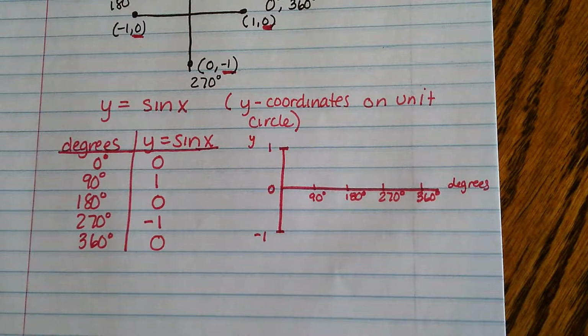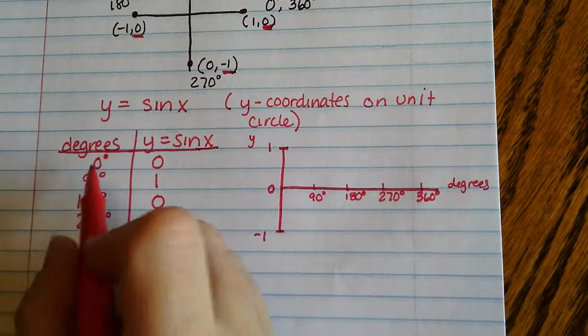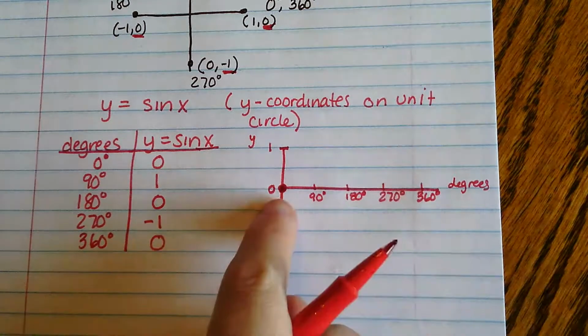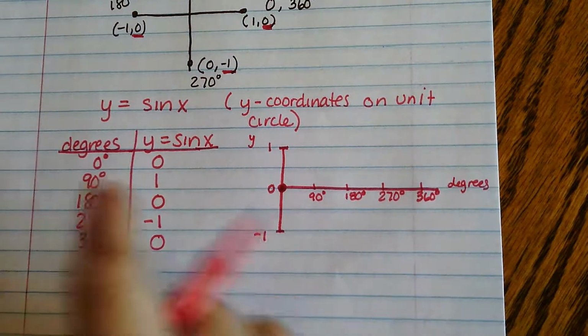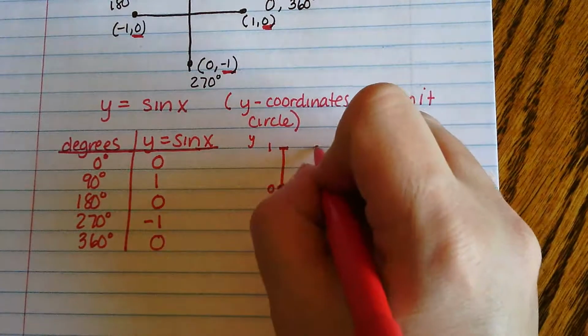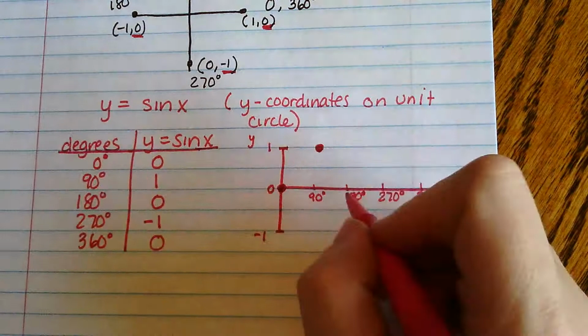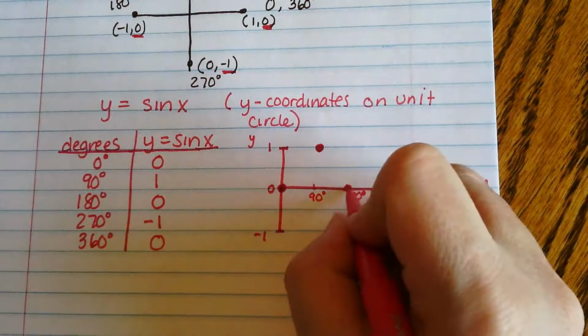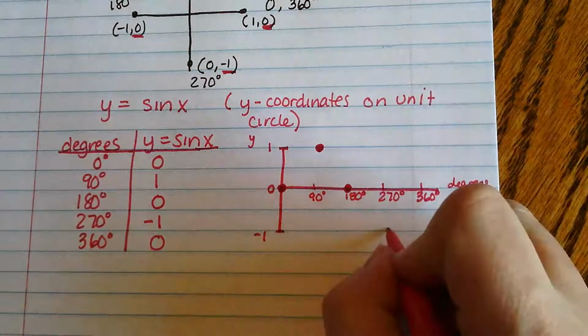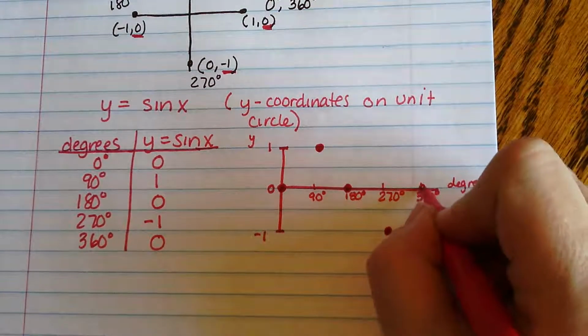And now what we're going to do is actually plot. So at 0 degrees, we're at 0. So this is where sine starts. Sine starts on 0. And then at 90 degrees, it bumps all the way up to 1. So we're going to go all the way up to 1. Then at 180, it goes back to 0. At 270, it goes down to negative 1. And at 360, goes back to 0.